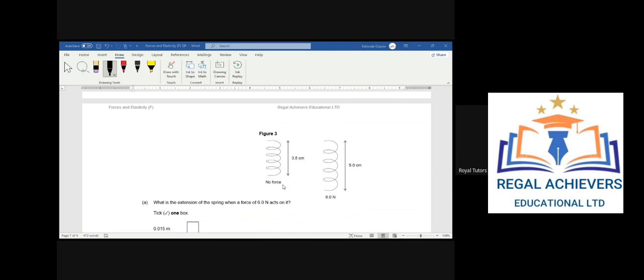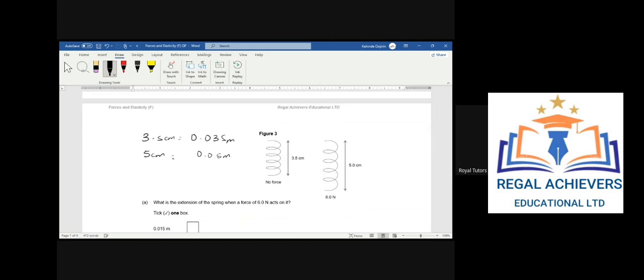Okay, this is quite very simple. So the first thing you want to do is to convert the value given to you before calculating. If you look at the one of no force, you have 3.5 centimeter. If you convert 3.5 centimeter to meter, that will give you 0.035 meters. Then the next one, when the force is applied, that is 5 centimeter. If you convert this also to meter, that would be 0.05 meters.